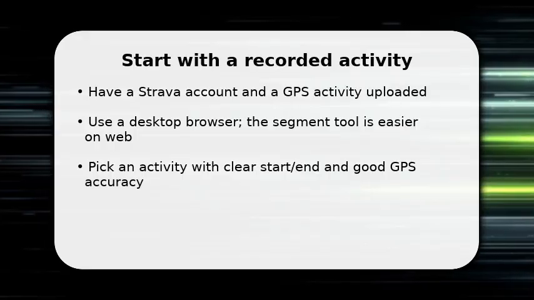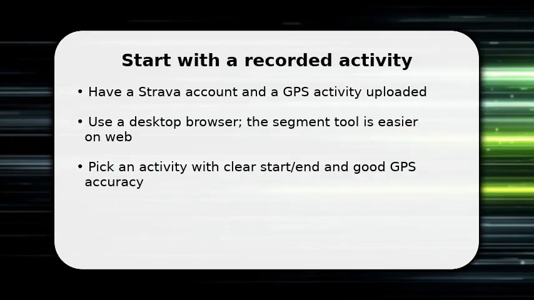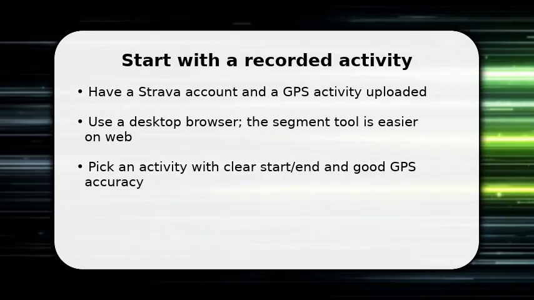You begin with an uploaded activity that contains the stretch you want to segment. Open Strava on your desktop, find the activity, and view the map. Once there, click the three-dot menu and choose Create Segment. This puts you into the segment editor immediately.